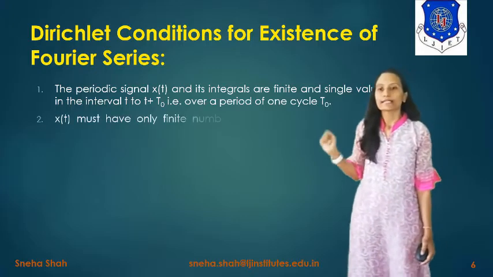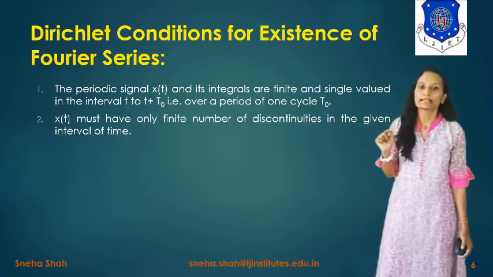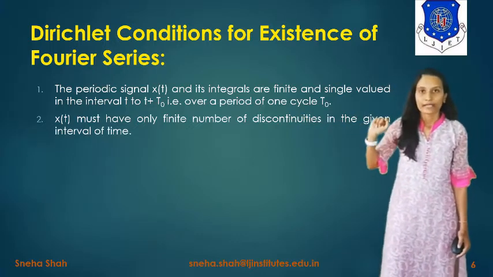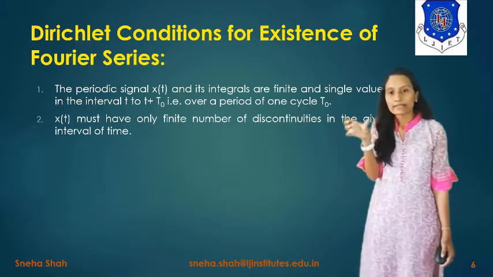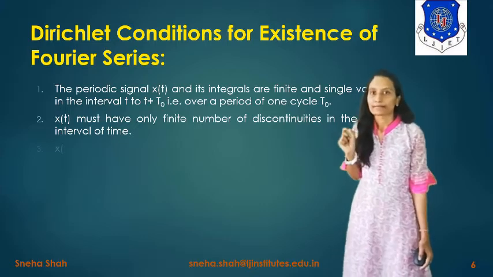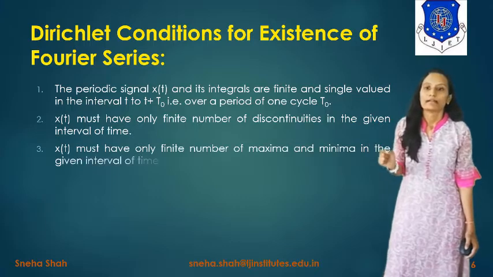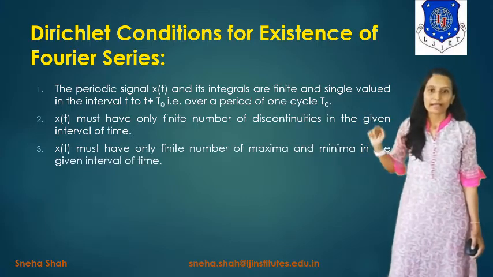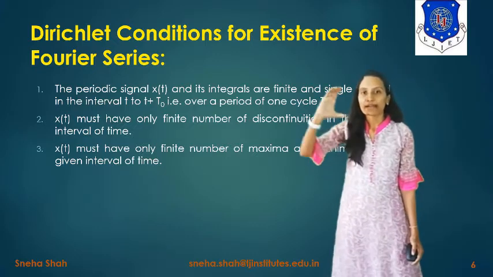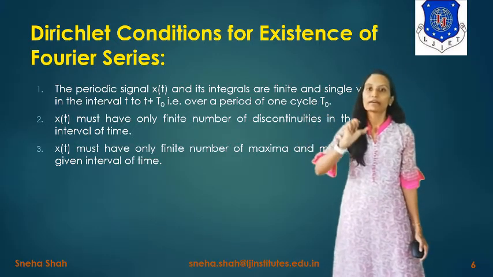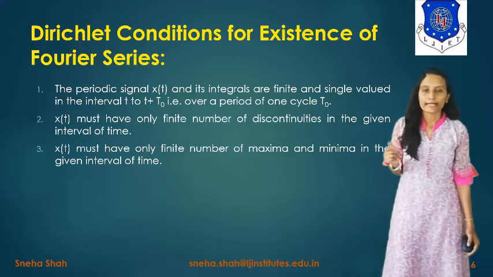Now the second condition is that x of t must have only a finite number of discontinuities in the given interval of time. So it should not have too many discontinuities in the given time duration. Then the third condition is that x of t must have only a finite number of maxima and minima in the given interval of time. It means the signal should have a finite number of maximum and minimum values in the given duration of time.